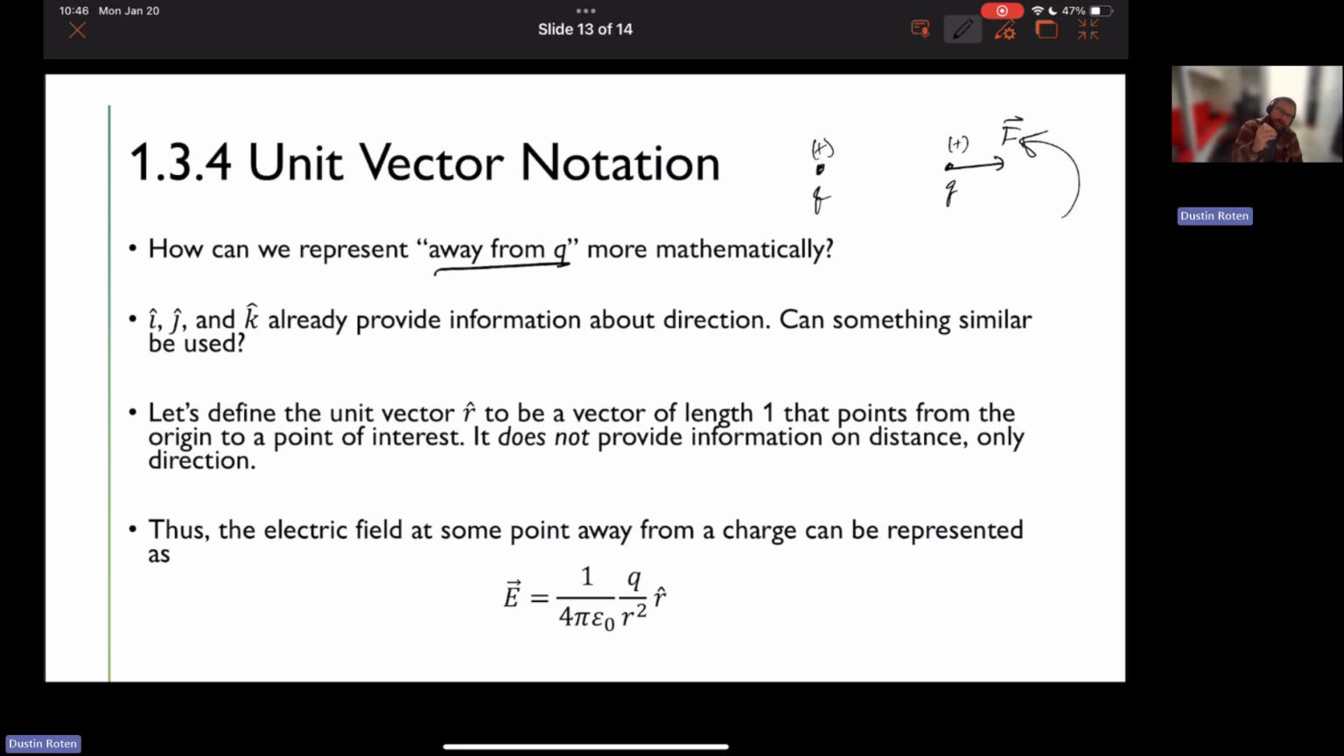And how we're going to do that is we can take the idea of the i hat, j hat, k hat notation, which gives us information in the x, y, and z directions. We're going to use that similar idea, but we're going to introduce a new unit vector, r hat.